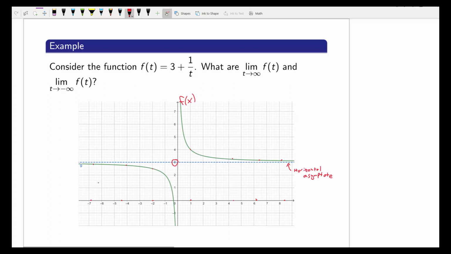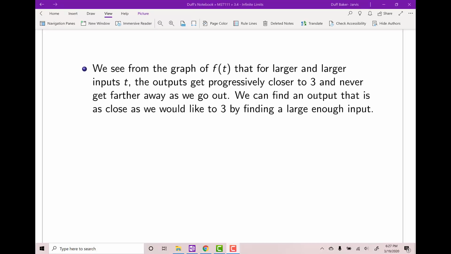And we imagine if we kept going out farther and farther, it just keeps getting closer and closer to this number 3. So we say that the limit as t goes to minus infinity... And so we expect that this one should be 3, and this one should be 3 as well. Turns out that these can be different, but in this case, they're both the same number.